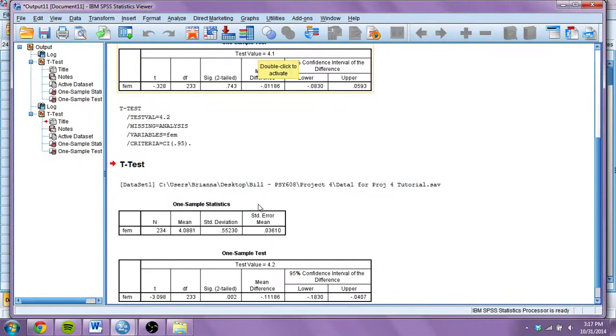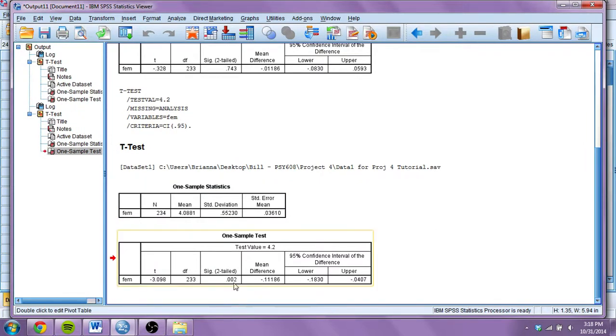Click OK. And again, it shows you the mean of FEM up here, but what we want to look at is the probability of this model, the 4.2 model, given our obtained mean of 4.08. So how likely, if the true mean of FEM were 4.2, would we be to get a mean of 4.08? And it's pretty unlikely because our significance value is 0.002. So there's a low probability of this model being the true mean given our obtained mean of 4.08.